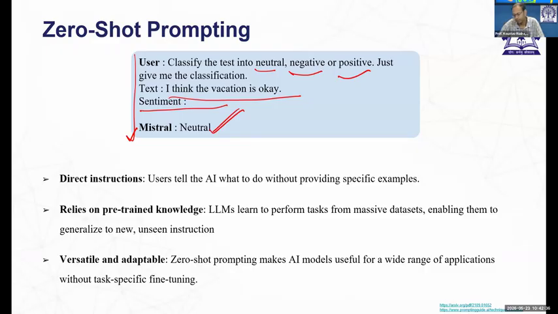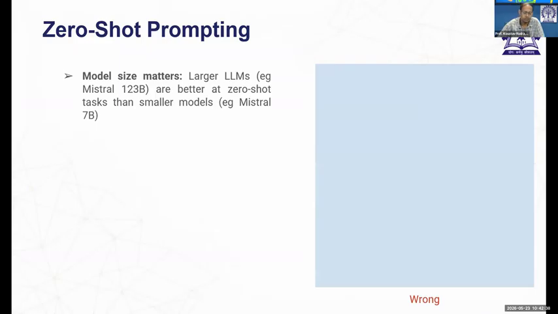Now, how does the size of the LLM affect the performance of zero-shot prompting? Generally, model size matters. Larger LLMs are better at zero-shot tasks than smaller LLMs, because larger LLMs are trained on more data and have more parametric memory. So they are already familiar with more tasks than the smaller ones.